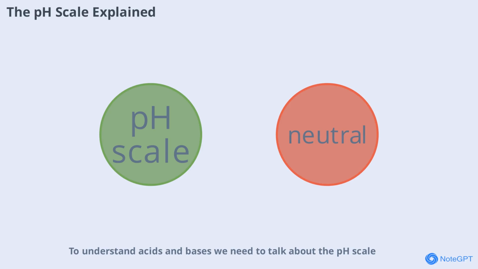To understand acids and bases, we need to talk about the pH scale. The pH scale measures how acidic or basic a substance is, ranging from 0 to 14. A pH of 7 is neutral, like pure water. Numbers below 7 are acidic, while numbers above 7 are basic. The further from 7, the stronger the acid or base. This scale helps us compare different substances and understand their properties. It's a handy tool for scientists and for anyone curious about the world around them.